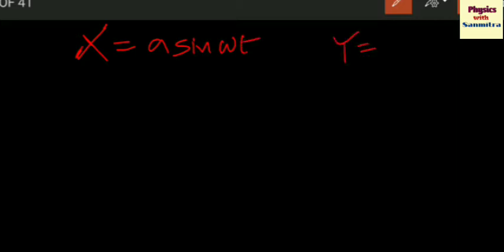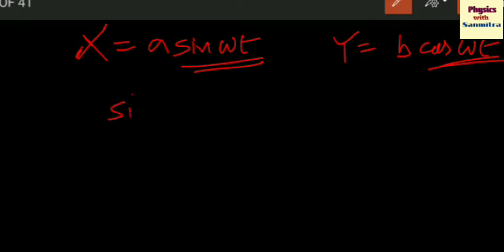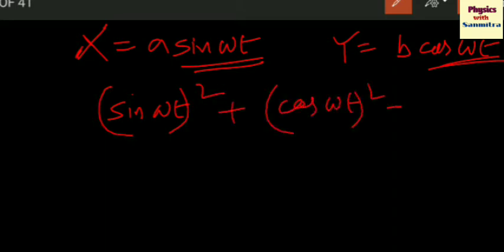First of all, what is given here: x is equal to a sin omega t and y is equal to b cos omega t. Now we have to find the equation of y with respect to x. Y is a function of x, so we have to eliminate the parameter t. How to eliminate? Since sine and cos are given, I can write sine square omega t plus cos square omega t. That will give us 1. This is the basic trigonometric expression. This will give you 1.